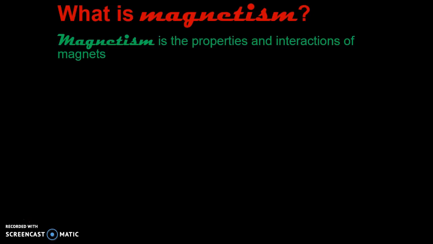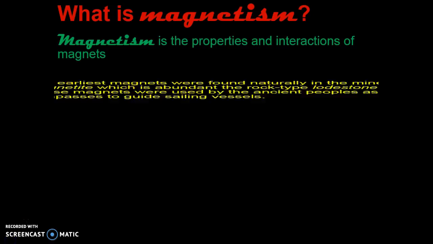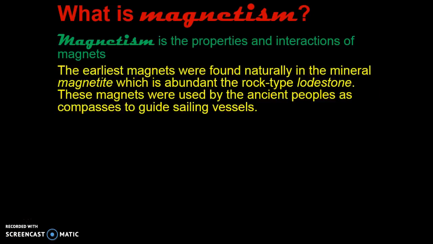So, magnetism is the properties and interactions of magnets. So, that word just is talking about the idea of what magnets do. And also, I'll say that anything in green, I'd like for you guys to write down, and anything in yellow, you can just read for today, okay? So anything in green, again, that's what you write. Anything in yellow, that is what you just read.